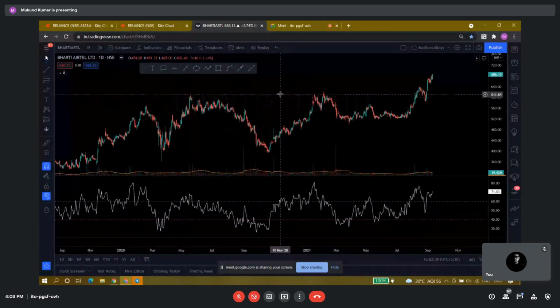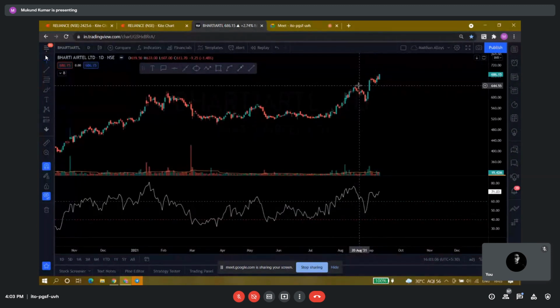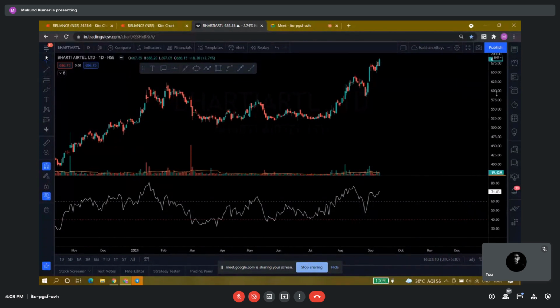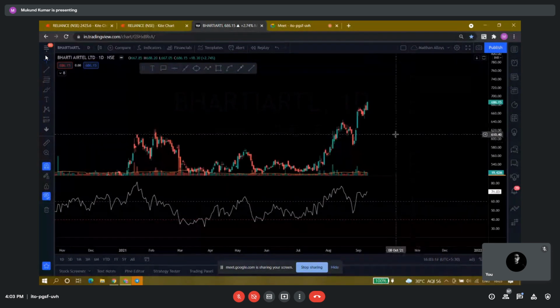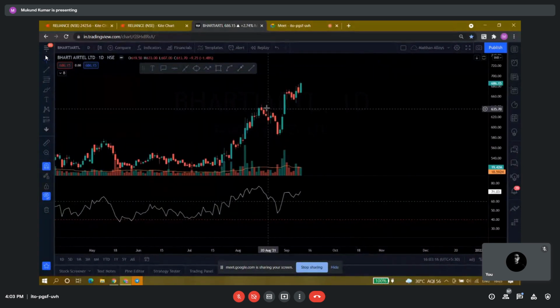Please continue, since you can see this is the Varti chart, right? So this was the breakout level. This was the latest swing high breakout. Okay, and you can see that the stock, as of now I'm talking about this price action. So what you can see is this is the price action. This was the recent high, the swing high.